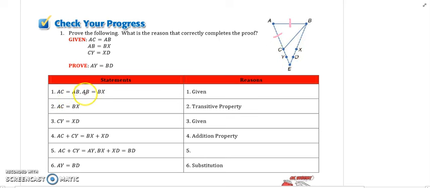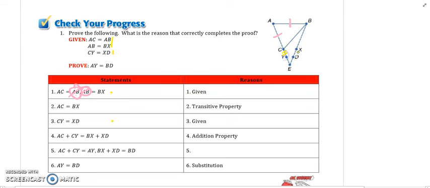If AC is equal to AB and AB is equal to BX, you can cut out that middleman using the transitive property and set the other two equal. That's our first step. Then it gives us our other given. Now, these givens weren't all together, two here, one here. You can split them up. That's totally fine. You don't have to. You could have said them all in the first string, whatever you prefer.